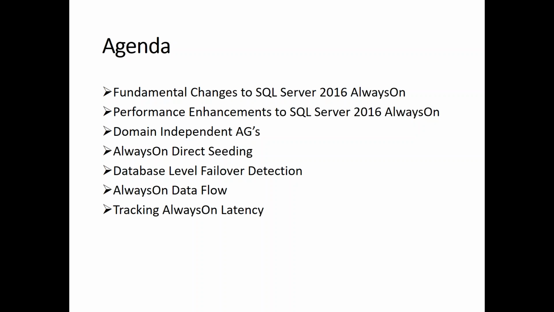Then we'll briefly talk about domain independent AGs, which in my opinion is a great addition to the capabilities of Always On availability groups. We'll talk about Always On direct seeding, which is again a great way to initialize your secondary databases. We'll talk about the database failover detection, and then we'll talk about tracking Always On latency.